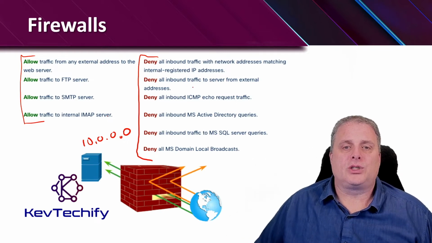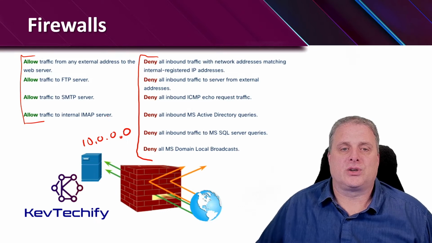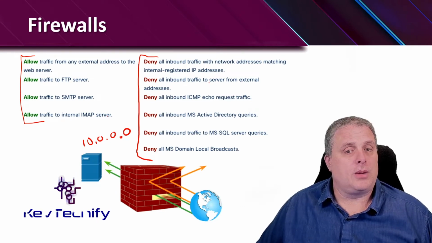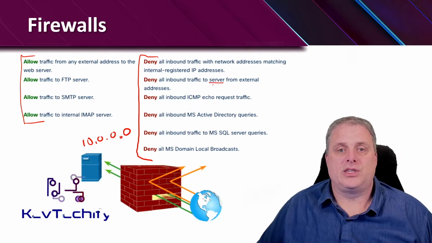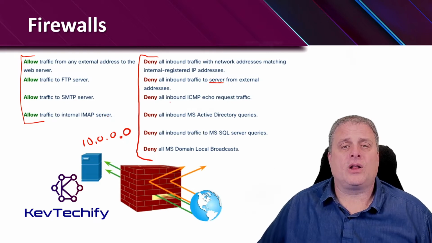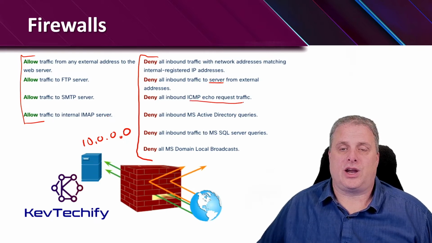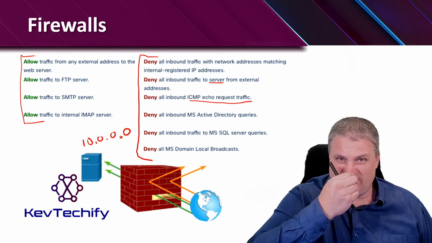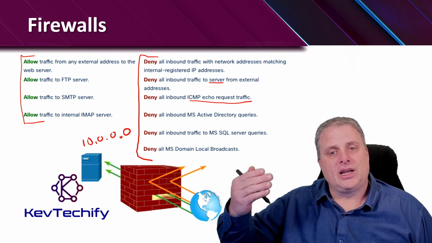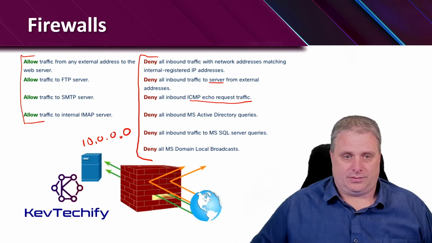Deny all inbound traffic to server from external addresses. Now, this necessarily probably isn't your web server. Maybe it's your Active Directory server. Maybe it's your SQL server, your database server. Deny all inbound ICMP request, echo request traffic. Why would you want to deny all echo request traffic? Well, that's part of the ping. We use ping for reconnaissance, so you want to deny those.